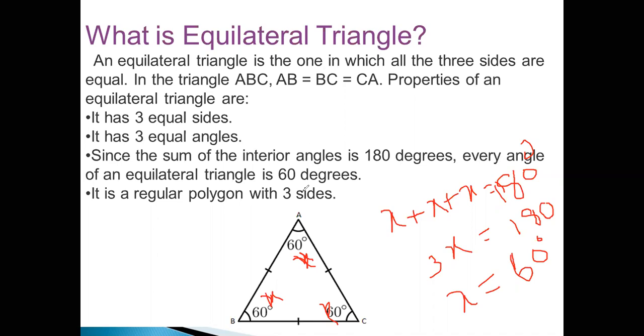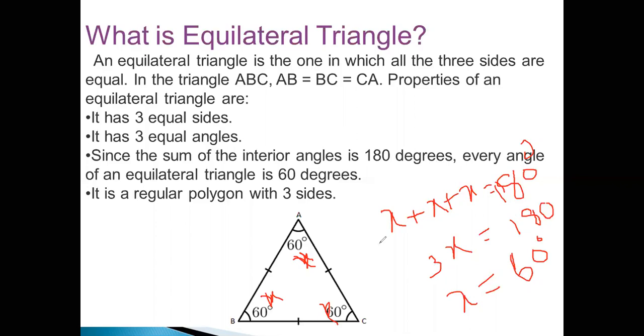Since the sum of all the interior angles is 180 degrees, each angle of an equilateral triangle will be 60 degrees. Every equilateral triangle is a regular polygon of three sides. Okay, so for today it is enough.